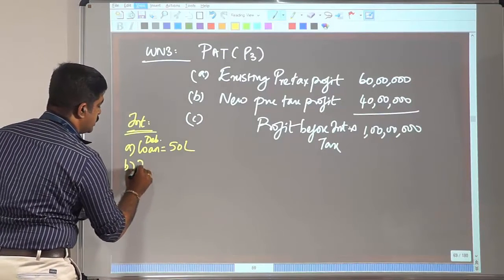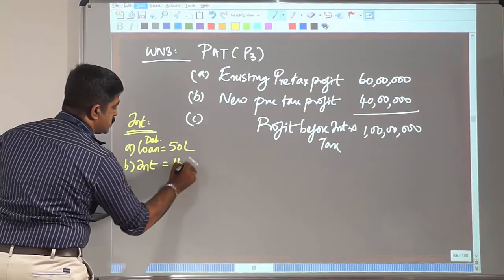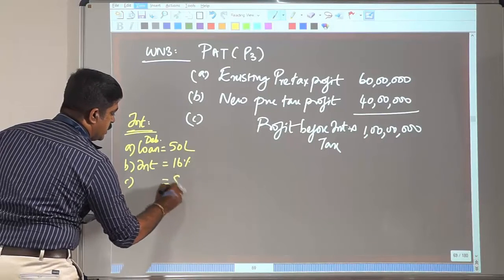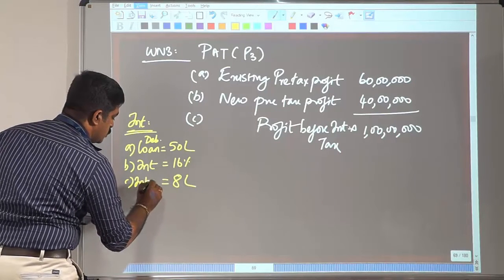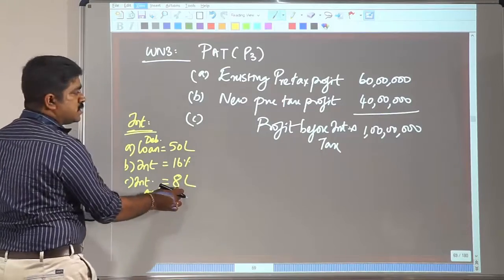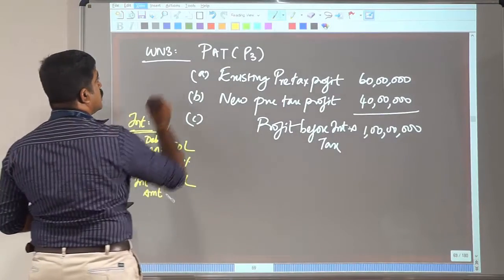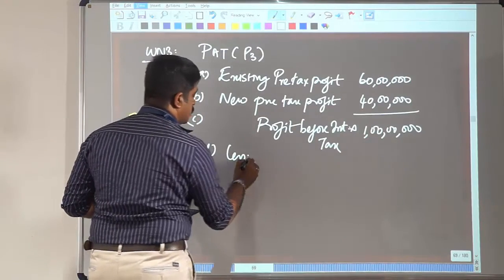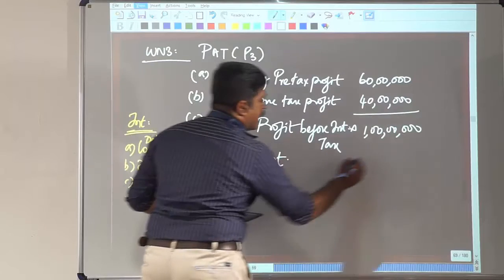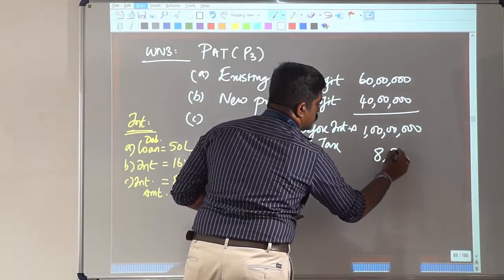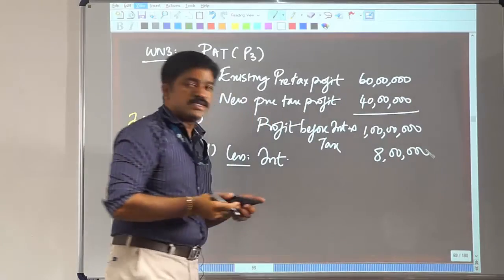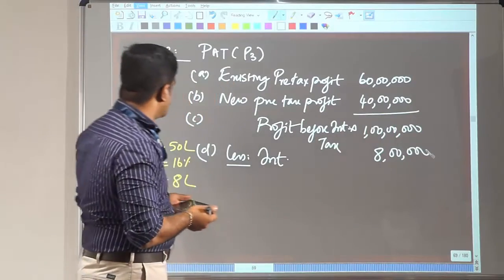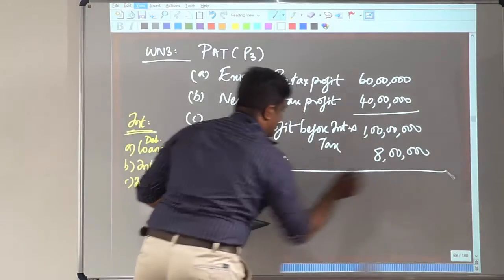And what is the interest rate? Interest is 16%. So 50 lakh into 16% works out to 8 lakhs. So the interest amount is nothing but 8 lakhs. So this 8 lakhs got to be subtracted here. Okay, so let me do that. Item D, less interest, and it works out to 8 lakhs. My profit before payment of interest and tax is 1 crore. So what is going to be my profit after tax?